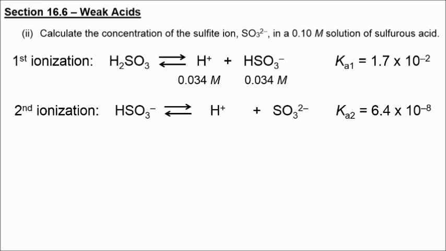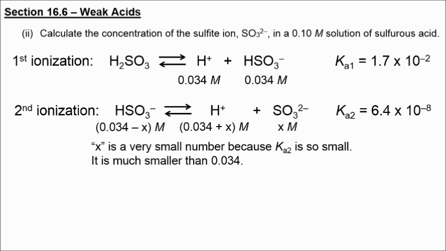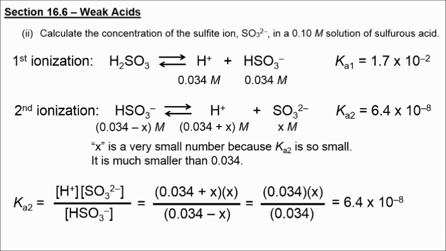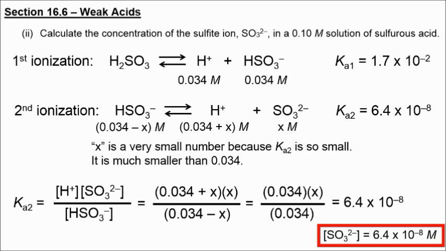Now some of that HSO3- is going to dissociate. So we have x coming from the second dissociation step. x is a very small number because Ka2 is very small, and it's much smaller than 0.034, so we can make a simplifying assumption that x is going to equal 6.4 times 10 to the negative 8. That's the concentration of the SO3 2-, the sulfite ion. As far as the calculation for H+, whatever additional H+ came from the second ionization step is not important. I can treat this diprotic acid as if it were monoprotic and focus primarily on the first ionization step. So look at that concentration of SO3 2-. It's so small because the second ionization step has a very small value for Ka2.